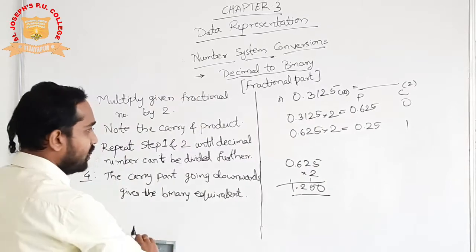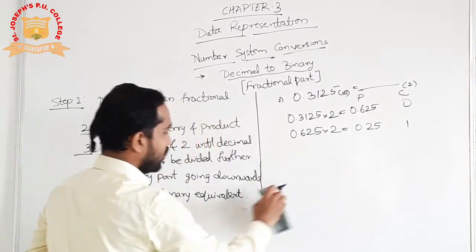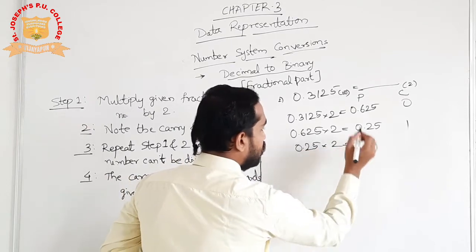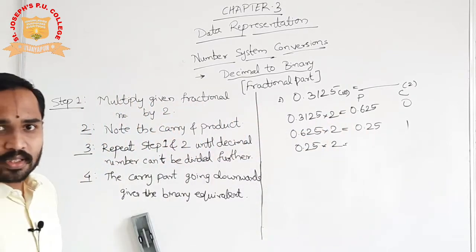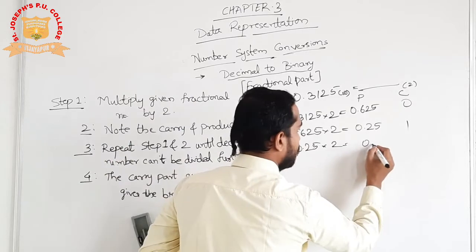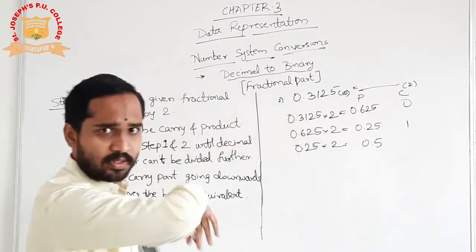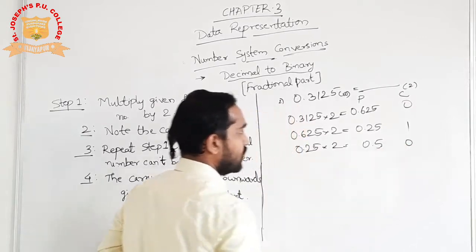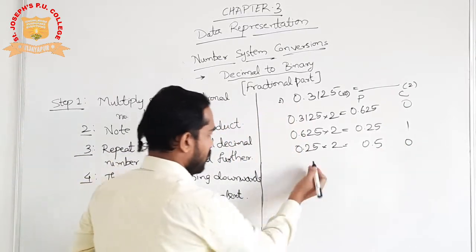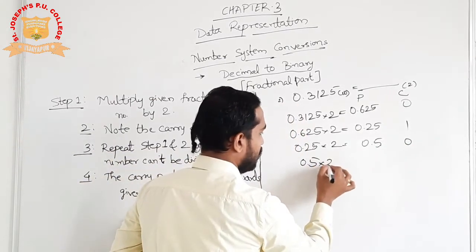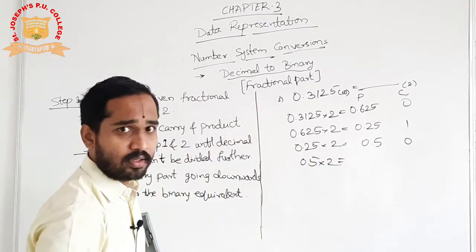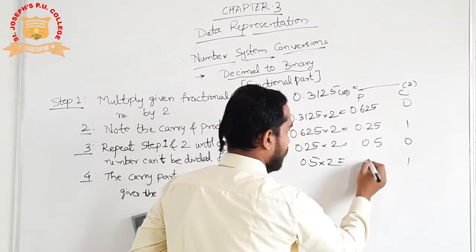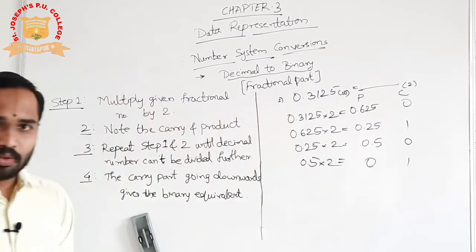Okay. Then you have to continue. How to continue this? 0.25 into 2. 0.25 into 2 is what? 0.5. That you already know. You have solved it in the last example. So 0.5 and 0 is the carry. Further, 0.5 into 2. What is the answer? 1 is the answer. 0.5 into 2 is 1. So 1 you get in carry and you get 0 in the product.